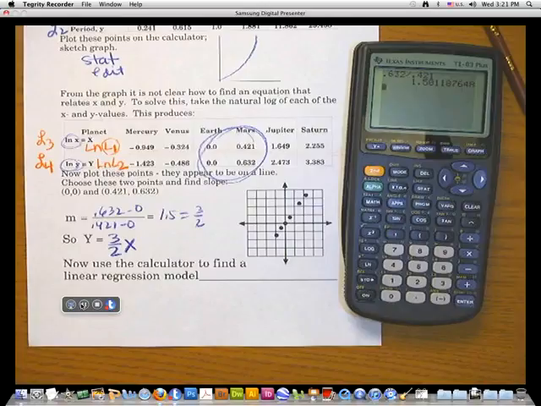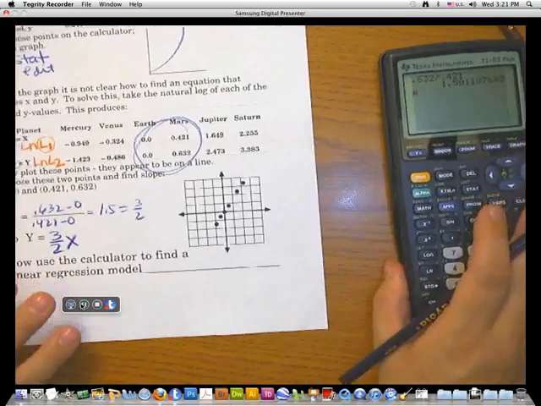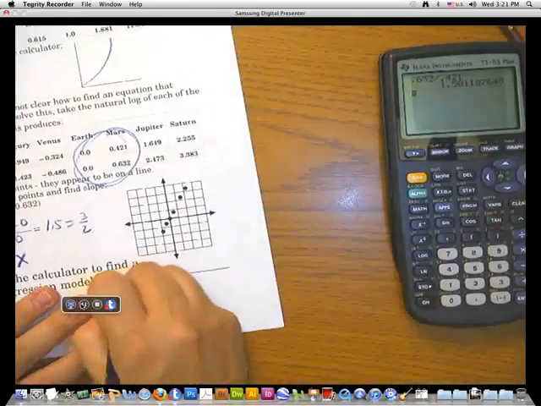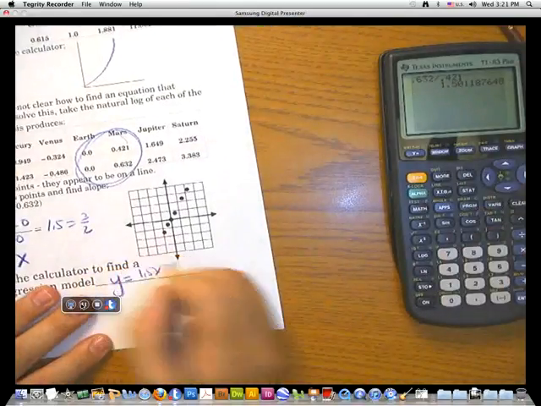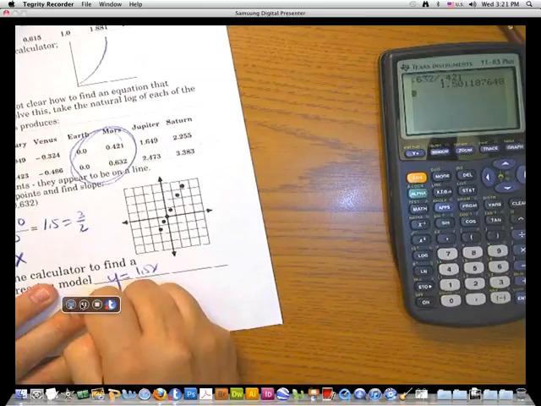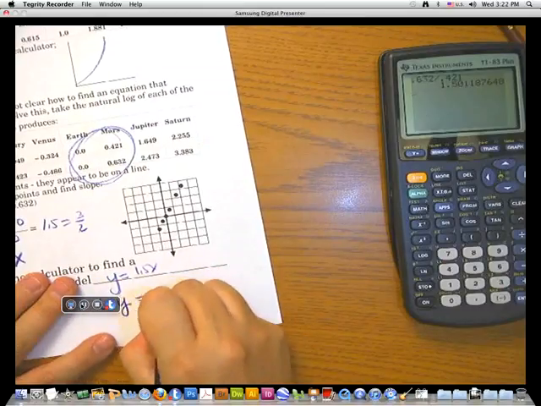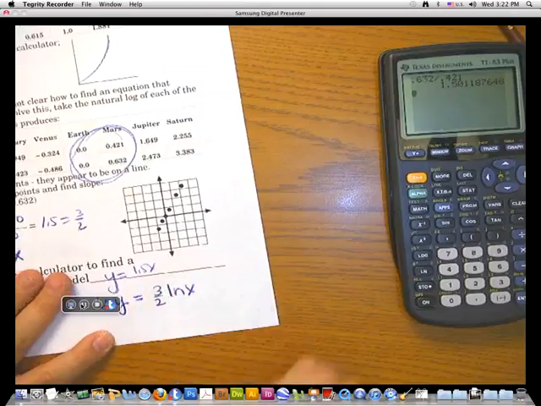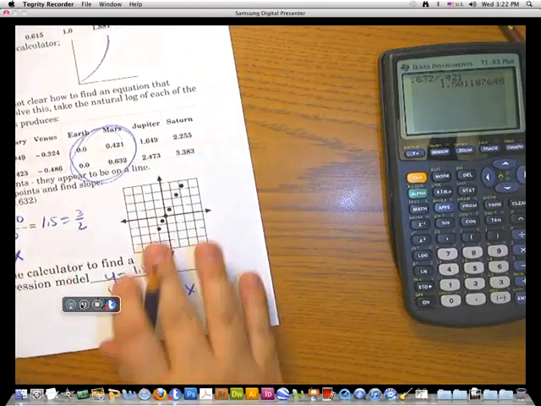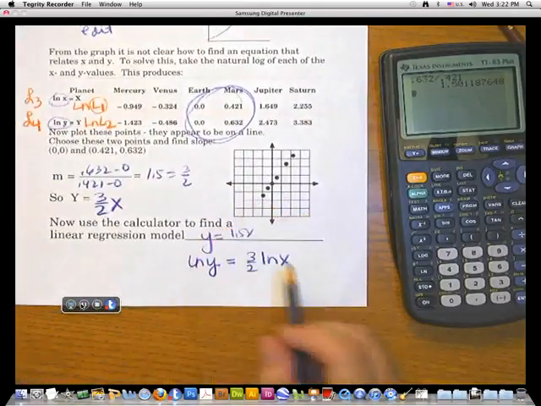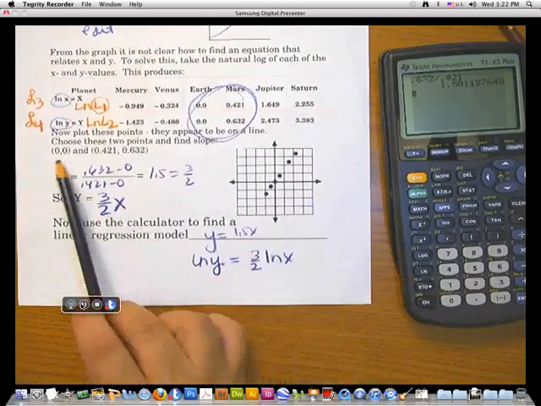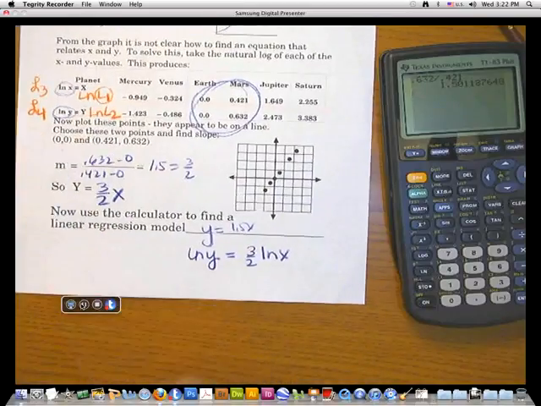So now to use the calculator to come up with the linear regression model, we know the natural log of y is 3/2 the natural log of x, because we took the natural log of both sides.